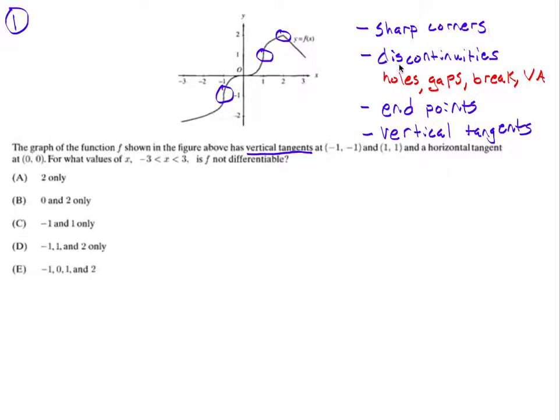These are the things we're looking for, and we found a sharp corner and we found 2 vertical tangents. There's nothing else in this graph. So at x equals -1, I'll circle these 2 at -1. I should do a different color here. At -1, 1, and 2, those are our answers. So our answer is D. All right, so that was problem number 1.